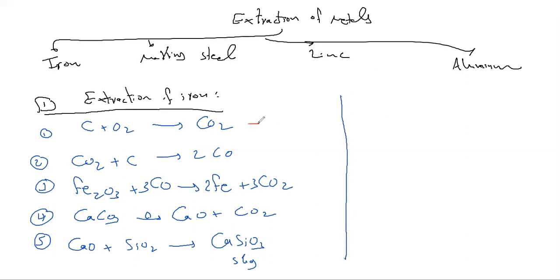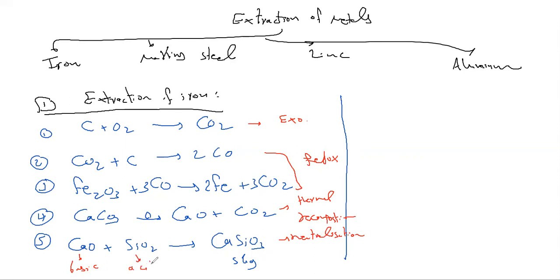For the reactions, this is an exothermic equation, and then this is a redox reaction, thermal decomposition, and then neutralization. This is the name for each one. Exothermic reaction, and then redox reactions, thermal decomposition, and then neutralization, because calcium oxide, a metal oxide which is basic, and silicon dioxide, a non-metal oxide which is acidic, react together to form slag, calcium silicate. This is for extraction of iron.